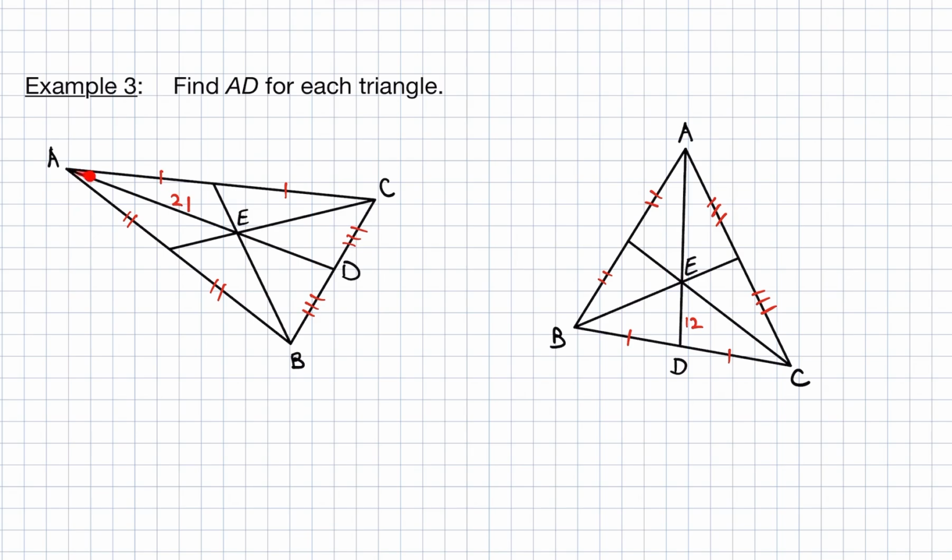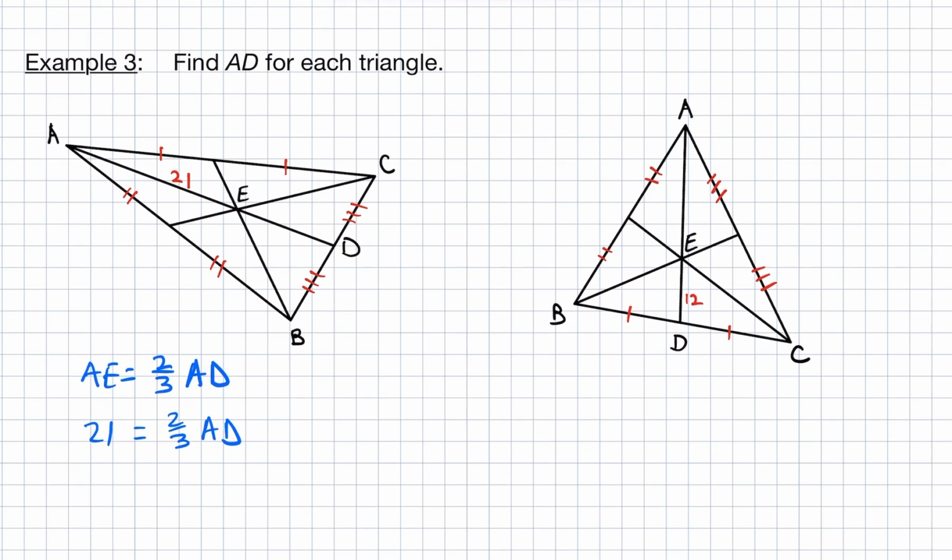We know that AE is exactly 2/3 of AD, okay? And we're focusing on AE because we're given what AE is. So let's go ahead and establish that relationship. AE is equal to 2/3 AD, okay? Now that we've established that relationship, we can substitute AE with 21 because that's given to us. So 21 is equal to 2/3 AD, okay?